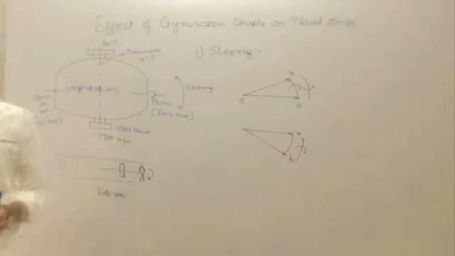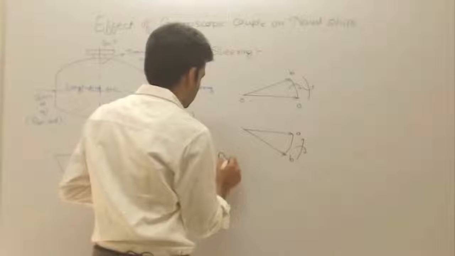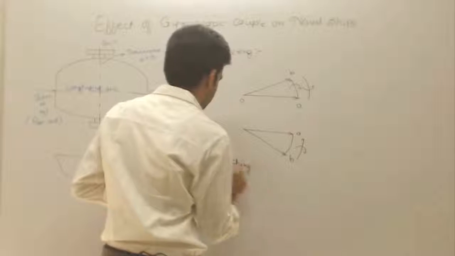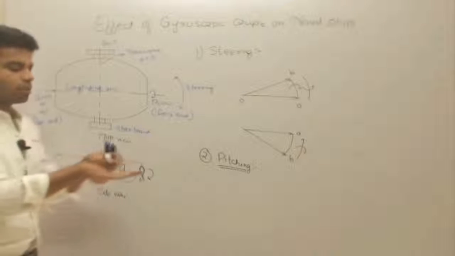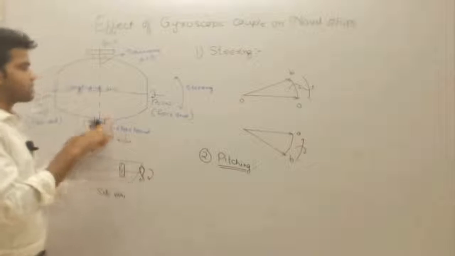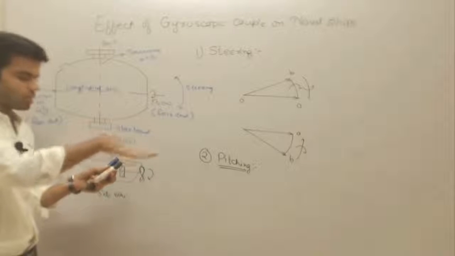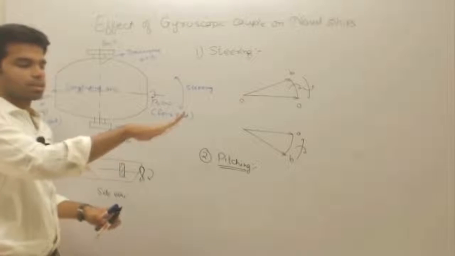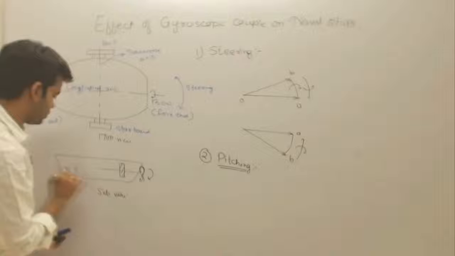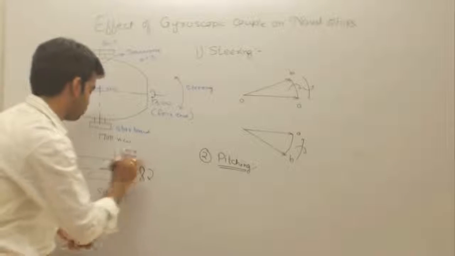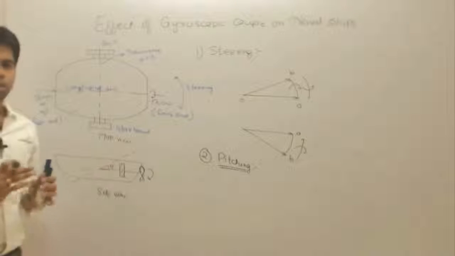Okay, now the next phenomenon is pitching. Now what will happen in pitching? What actually is pitching? Pitching means moving up and down along this transverse axis. When the ship moves up and down about the transverse axis, that is known as pitching, like this. Suppose this is the ship and this is the transverse axis, it will move like this. This is pitching, and we can see this from the side view. So this will move, suppose by an angle theta, like this. Getting this now? So this phenomenon is known as pitching.